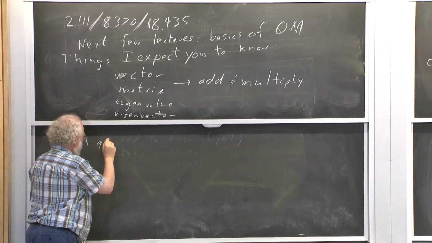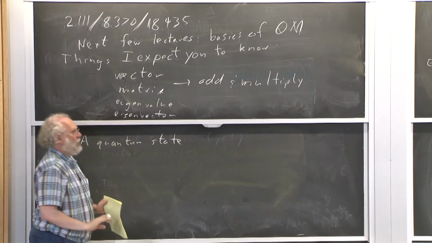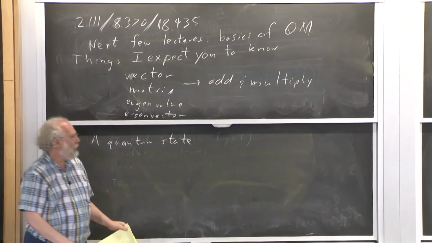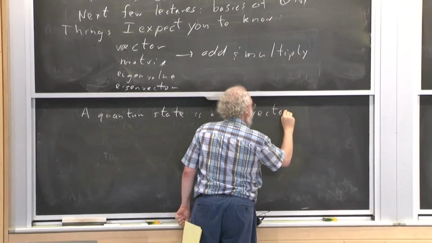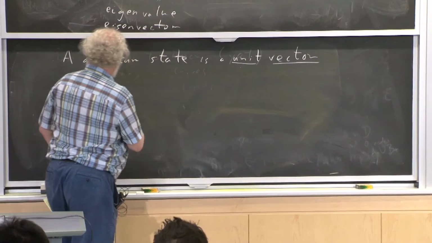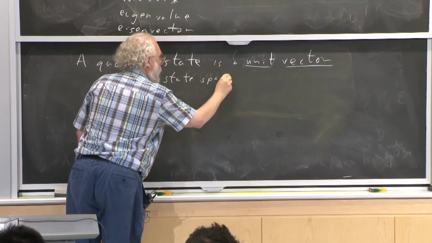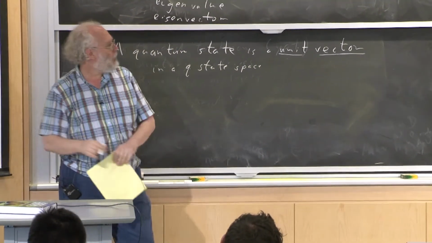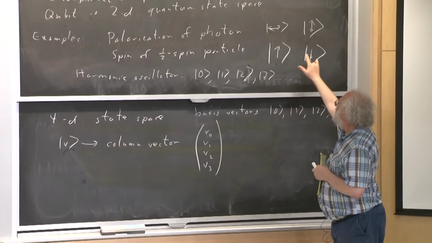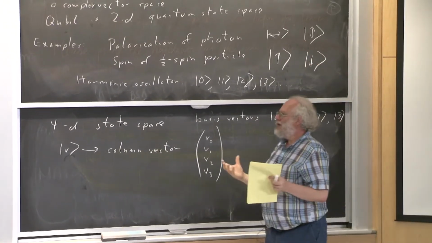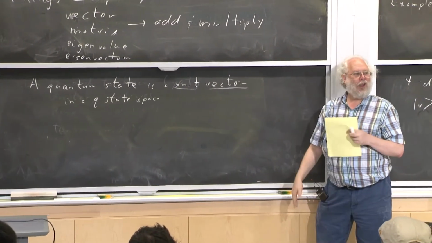Okay, so a quantum state is a unit vector in a quantum state space. Associated to a quantum system is a quantum state space. So for example, associated to a spin 1/2 particle is a two-dimensional state space. And the state of a spin 1/2 particle can be any complex unit vector in the quantum state space.